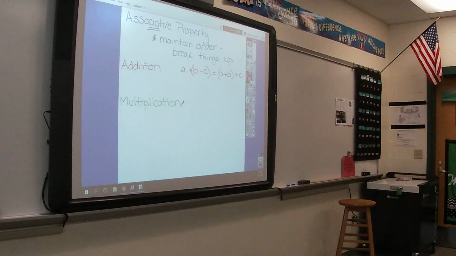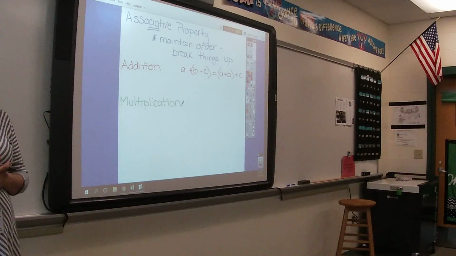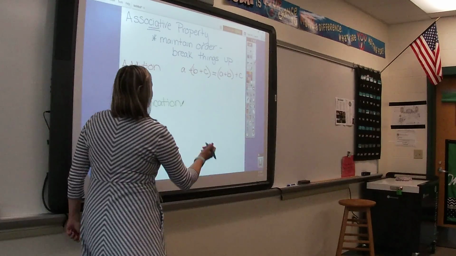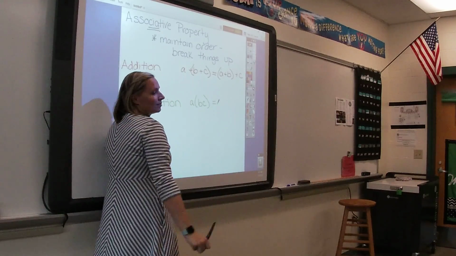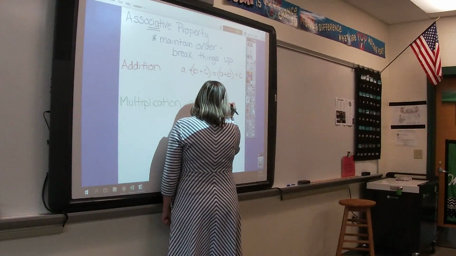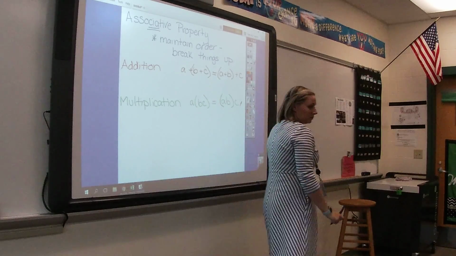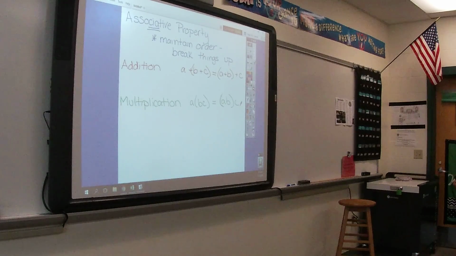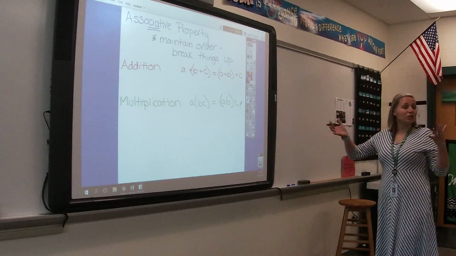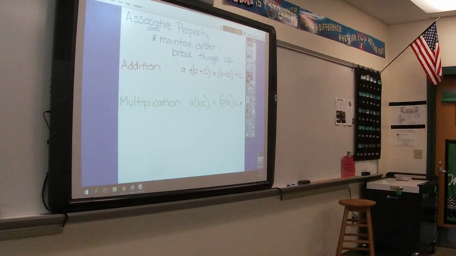So what do we think the associative property of multiplication is going to say? Same thing, but with multiplication. Yep, the exact same thing. So A times B times C equals A times (B times C). If we're multiplying three numbers, we can just choose which two of them we want to multiply first before we multiply the third one.